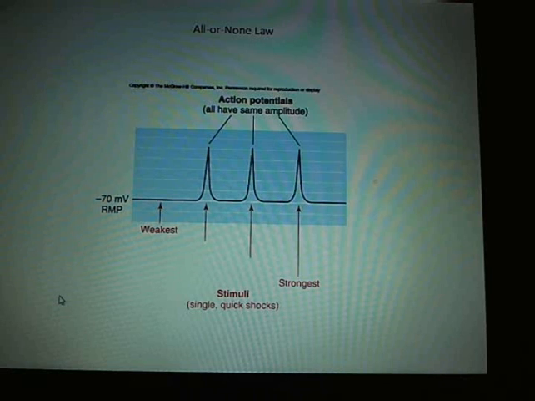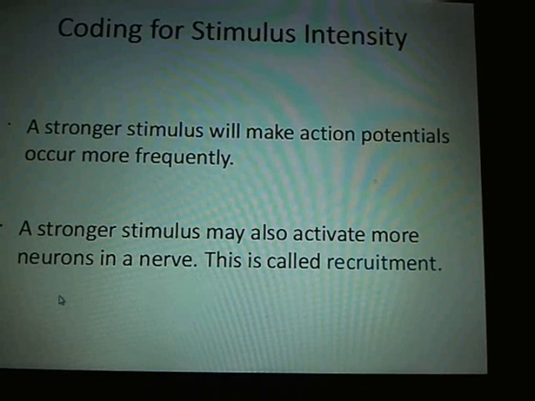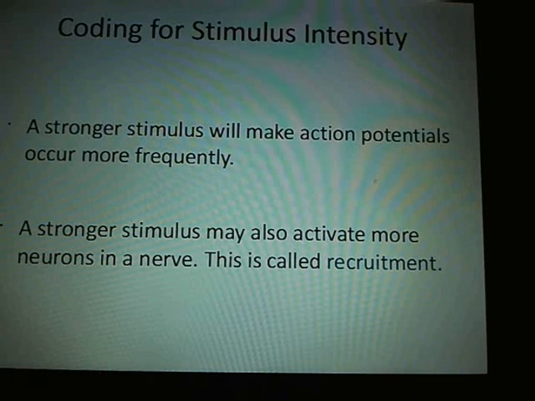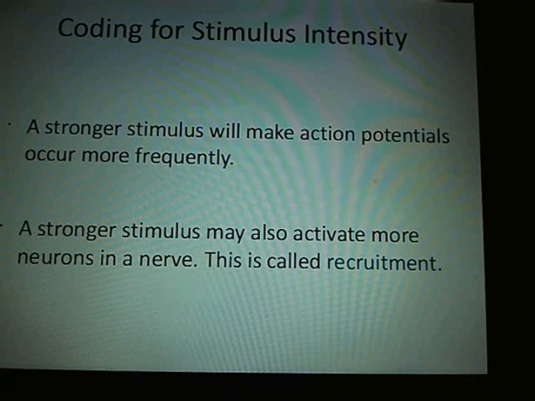Okay, so action potentials again are all or nothing. Stimulus intensity will make action potentials occur more frequently. So it's a frequency for your action potentials. This is called recruitment. Another time we'll use the word recruitment is in muscle contraction, as we lift a heavier object, more muscle fibers will be recruited. That's another type of recruitment.